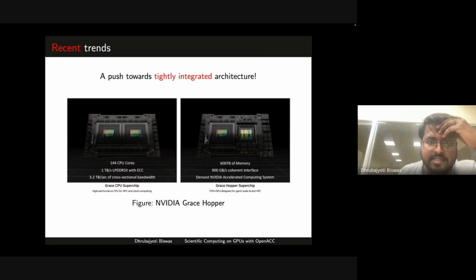NVIDIA is also doing the same thing. They have come up with two models: the Grace Hopper Superchip, which is a CPU and a GPU on a single module, and the Grace CPU, which is like a dual socket system that has two big CPUs on the same module. So this has been the recent push towards tightly integrated architecture, where in a single unit you have your CPU, GPU, memory, and everything. Yeah, so this has been the recent trend in hardware.